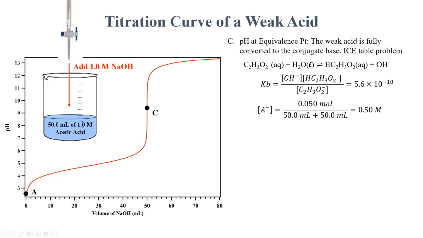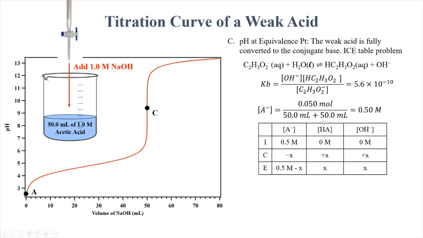So remember, we started with 50 mils of acetic acid, but now we've also added 50 mils of the sodium hydroxide to it. So we start with 50 mils, we add 50 mils of sodium hydroxide, giving us a grand total of 100 mils. So if we do the calculation here, if we divide 0.050 by 50 mils plus 50 mils, which is 0.1 liters, we get 0.50 molar. And remember, for the sake of display, I put this in milliliters, but when we calculate a concentration, we have to convert this to liters. So just keep that in mind. That's how I get 0.50 molar.